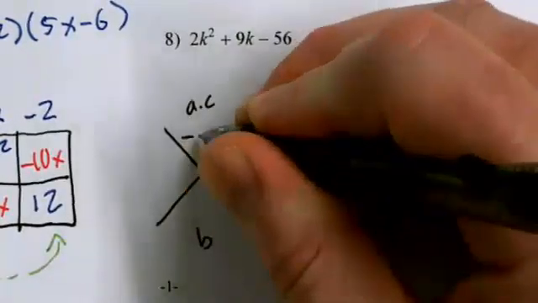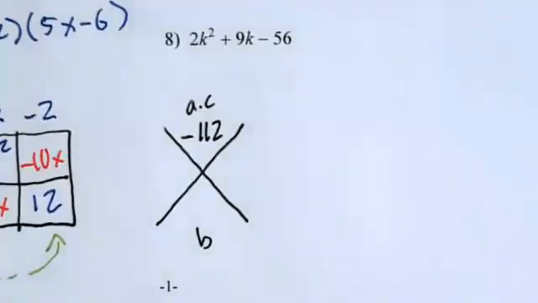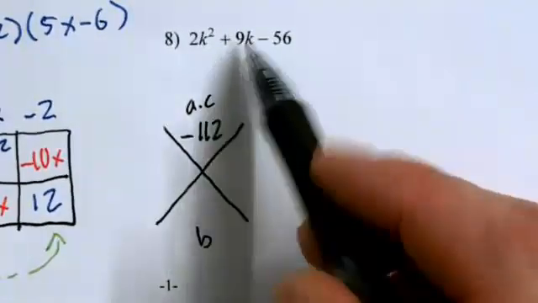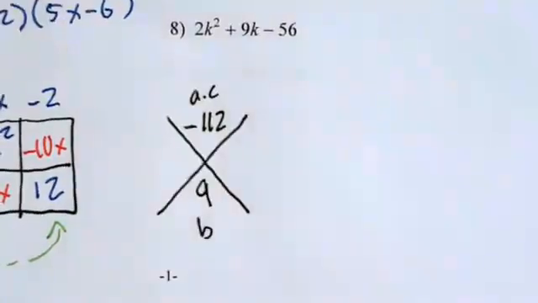Negative 112. Ooh, that's a big number. And B is what? 9. I think I'm going to want a calculator for this. I'm trying to find things that multiply to give me negative 112 and add up to give me 9. Now I know because it's a negative that I'm going to need one positive and one negative number.